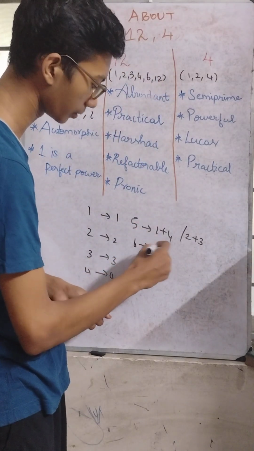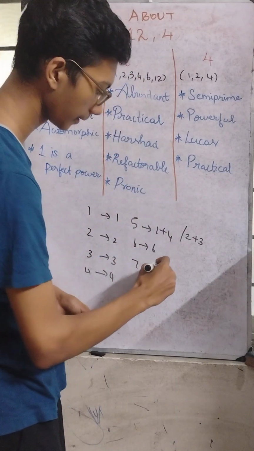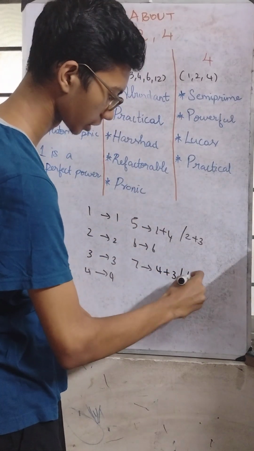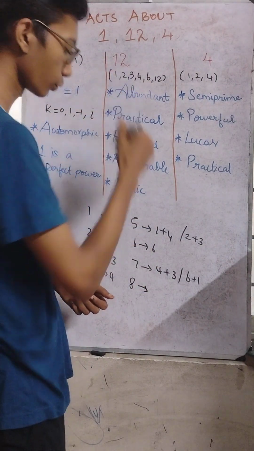And 6 can be made with just 6. 7 can be made with 4 plus 3 or 6 plus 1. 8 can be made with 6 plus 2.